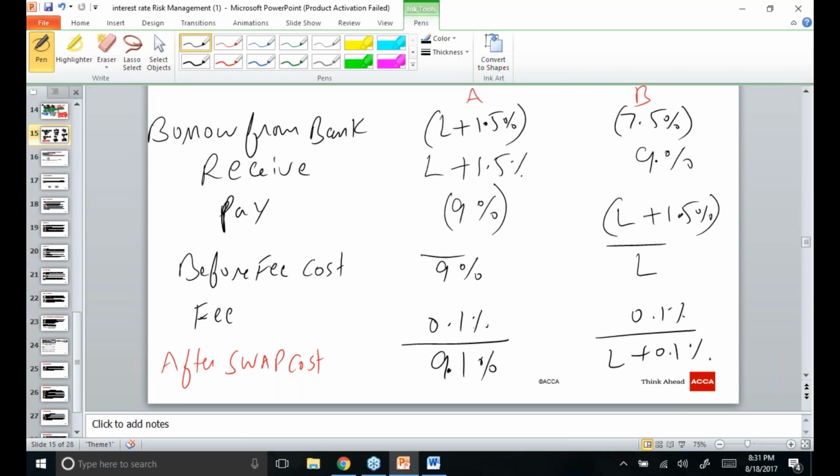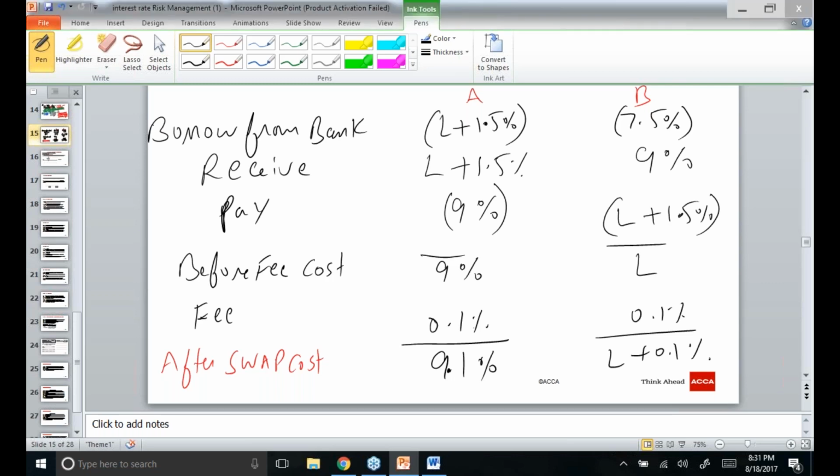Now both contracts are balanced. That is the final swap structure of both parties. That's how you're going to tackle the interest rate swap question in the exam. If you have any questions, please write in the question section.